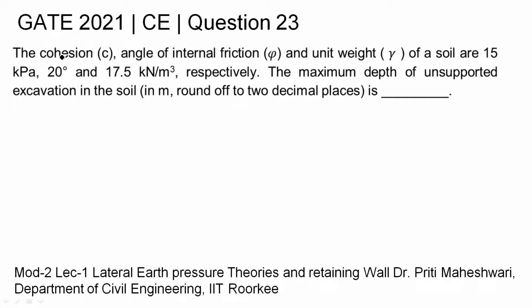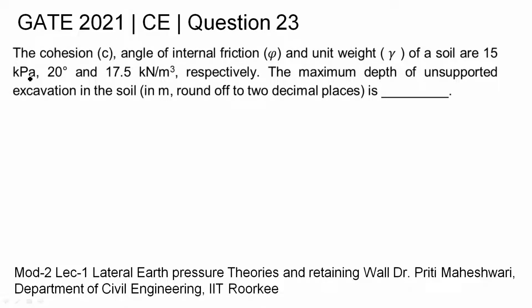This question was asked in GATE 2021. The question is: the cohesion, angle of internal friction and unit weight of a soil are 15 kilopascal, 20 degree and 17.5 kilonewton per meter cube respectively. The maximum depth of unsupported excavation in the soil is. So this question is asked from the topic Rankine's active earth pressure of cohesive soil.